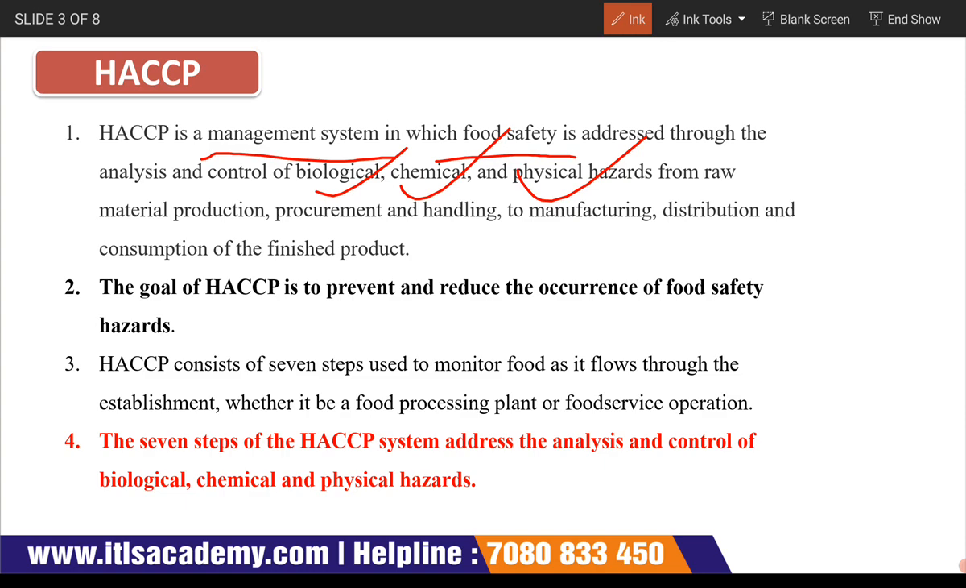So what is the goal of HACCP? The goal of HACCP is to prevent and reduce the occurrence of food safety hazards.